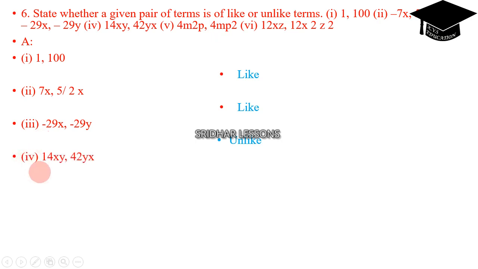Question number 4. 14xy comma 42yx. It is a like term because x into y is equal to y into x. Both are the same. Next, 14m square p, 4m square p and 4mp square. It is an unlike term. Why? Because here we have m square p and here we have mp square.